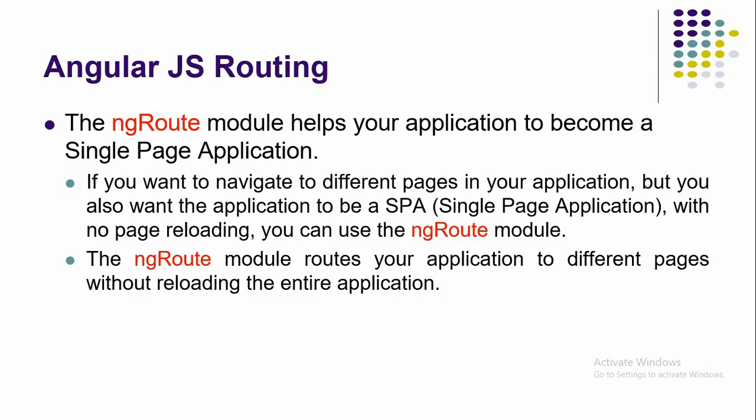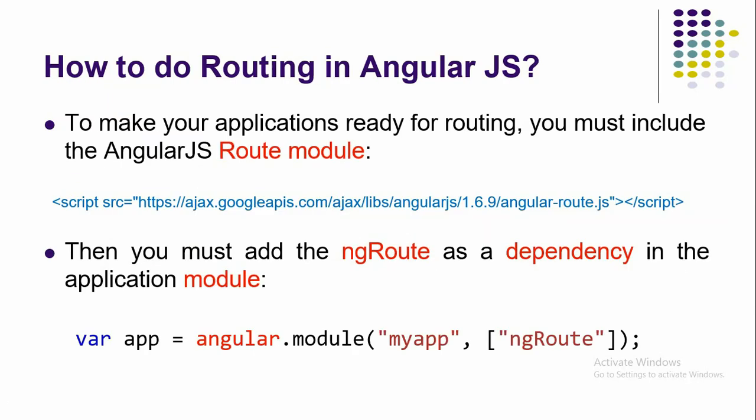Using the ngRoute module, we can route to a different HTML program, get the content, and update it in the home page itself, without bringing the HTML program and showing it in the browser. It will take the content and update it in the home page section without reloading the home page or the current page that you are actually running. So now let's see how we can implement this routing in AngularJS.